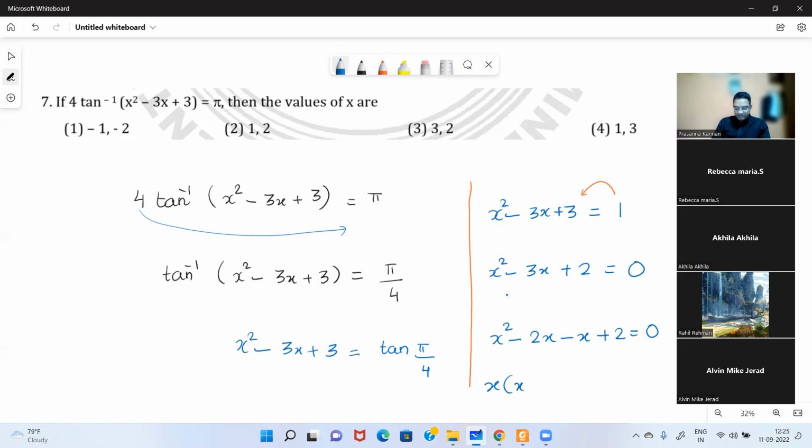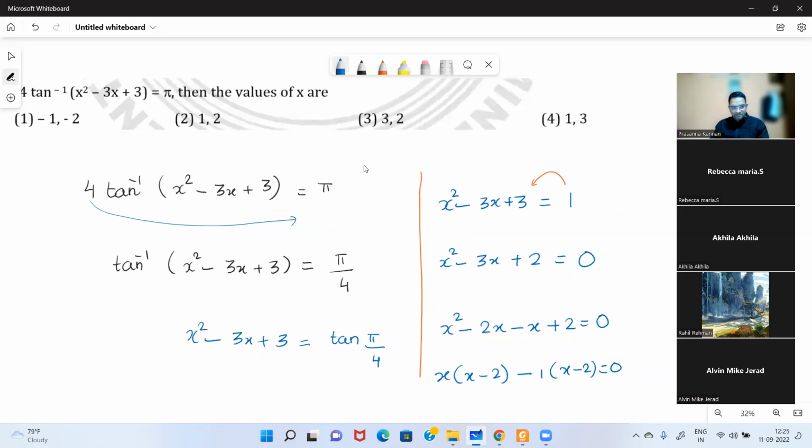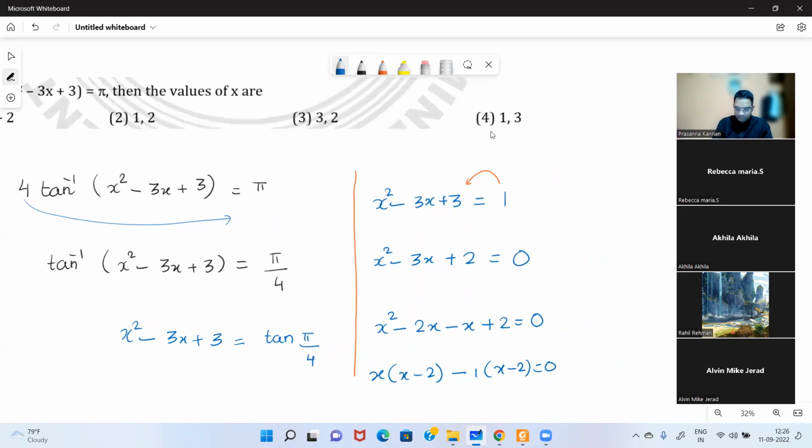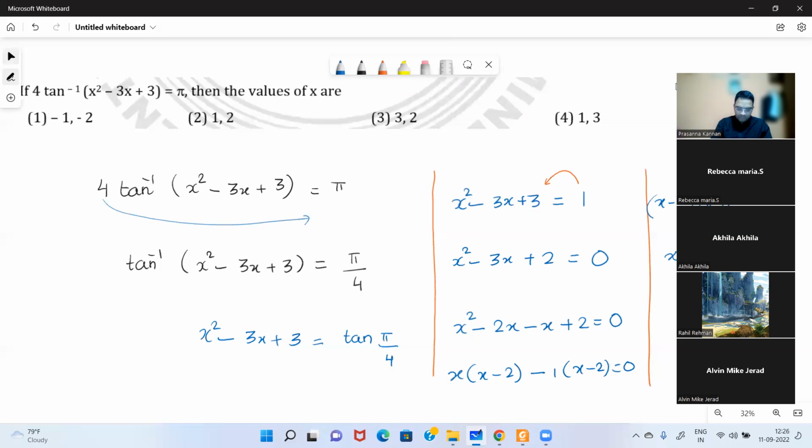Then I can take x outside, so it will be x into x minus 2, minus 1 outside, x minus 2 equal to 0. If I take x minus 2 common, I'll get x minus 2 into x minus 1. So what do you get x as? 1 and 2. Clear? So which option is correct? Option 2.